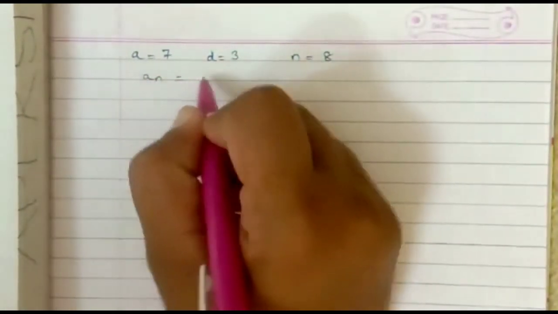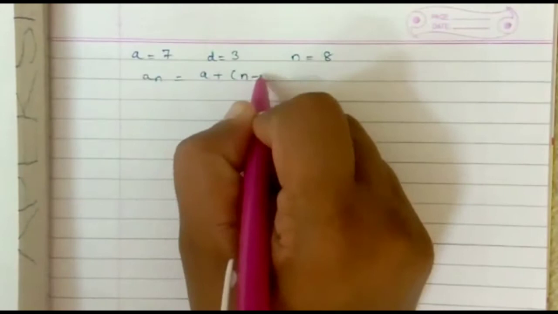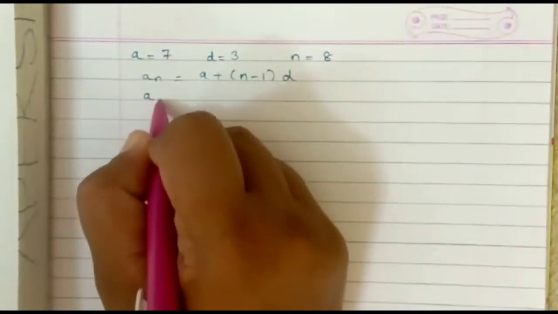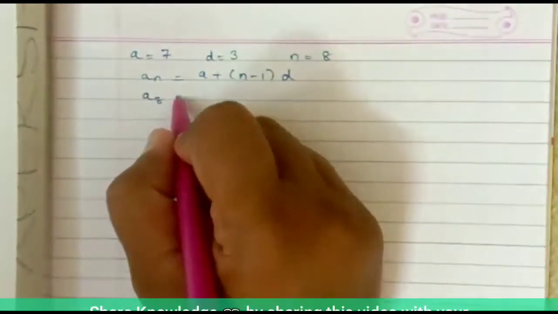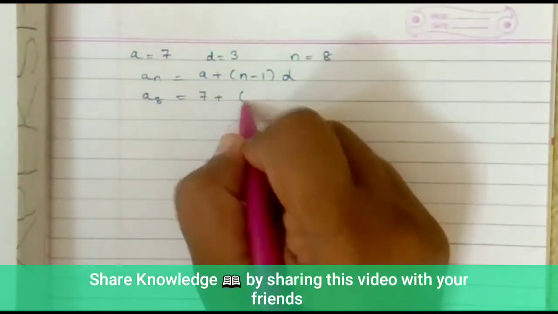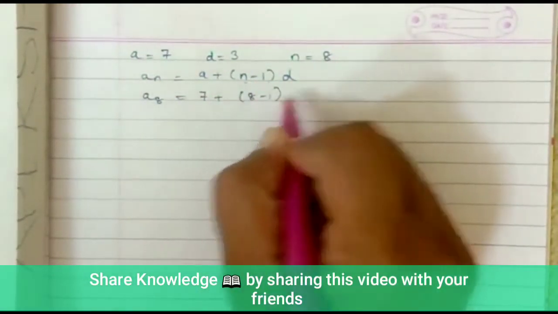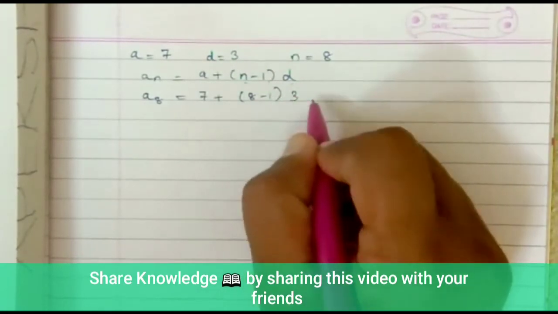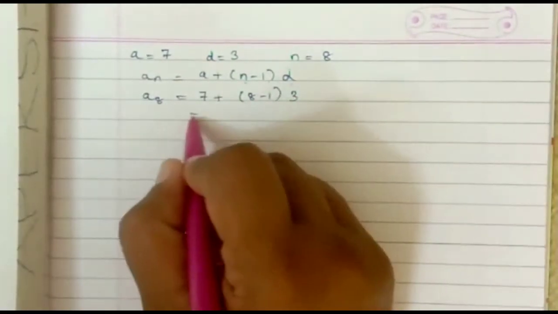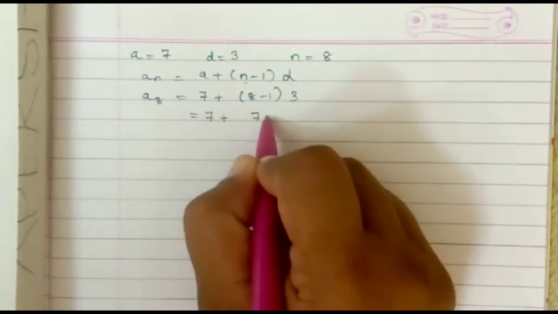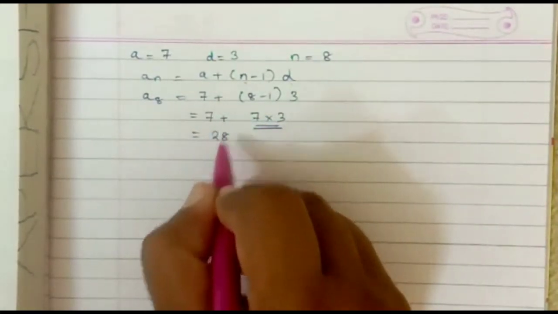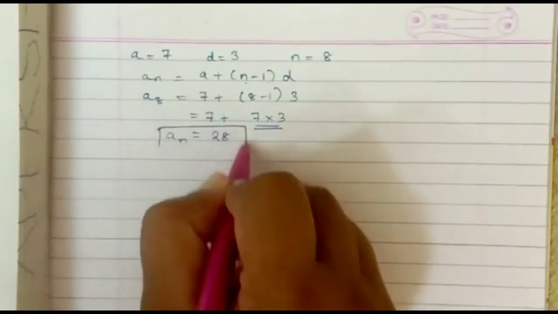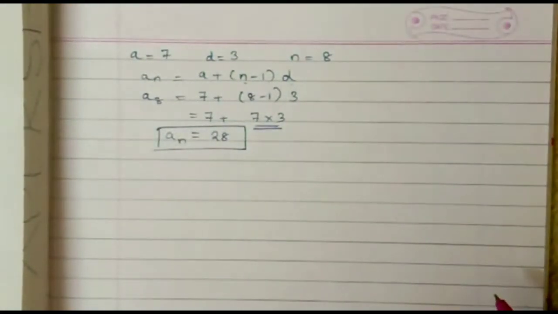According to the formula, An is equal to A plus (N minus 1) into D. So if I replace N by 8, as N is given to be 8, this will be 7 plus (8 minus 1) into D, that is the common difference, which is equal to 3. So this will be 7 plus 7 into 3, which is 21, and 21 plus 7 is equal to 28. So your An, or A8, the answer is equal to 28. In this way we can do a few more sums.